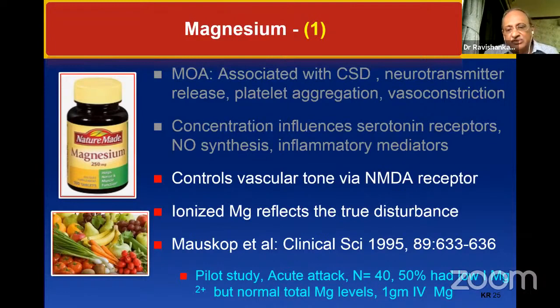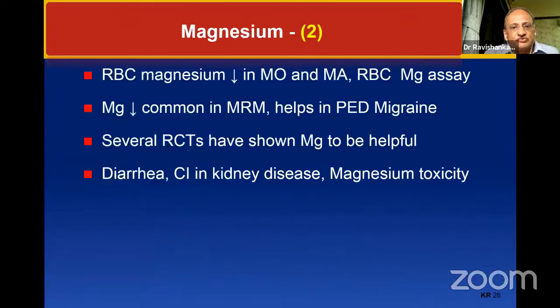This pilot study by Moscow in 40 patients showed that 50% of patients had low magnesium levels, and with 1 gram intravenously, once their magnesium levels came to normal, their status migrainosus improved. And it helps significantly in menstrual-related migraine. So it has no side effects that you need to worry about in the normal dosage.